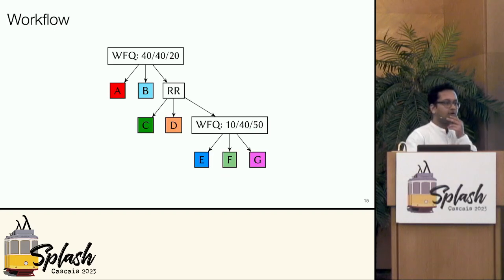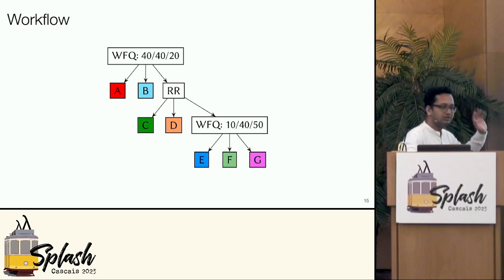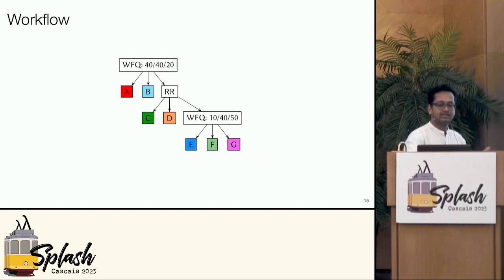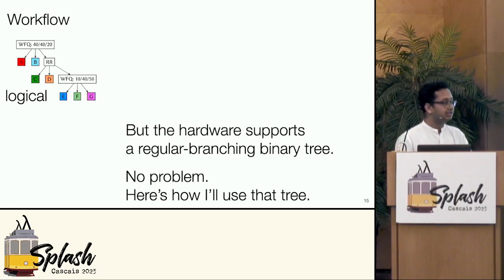So what's the workflow of somebody trying to actually use all this stuff? Say they had this dream. It's a 3-tier hierarchical thing with 7 different flows being managed. WFQ and RR are different scheduling regimes. We won't get into it. This is their dream, right? But they are told that the hardware only supports a regular branching binary tree. No problem. We know how to instantiate it now.